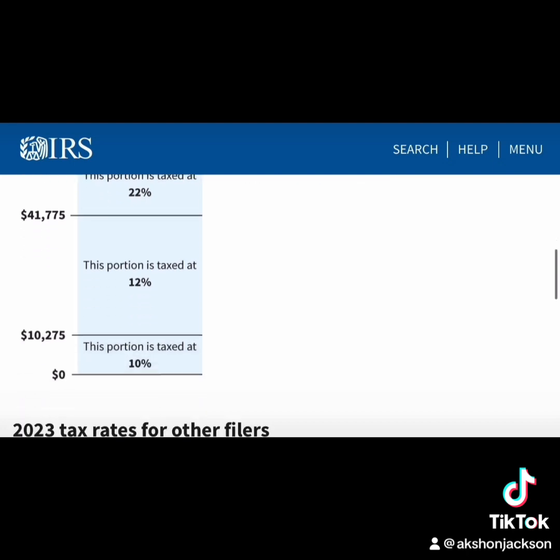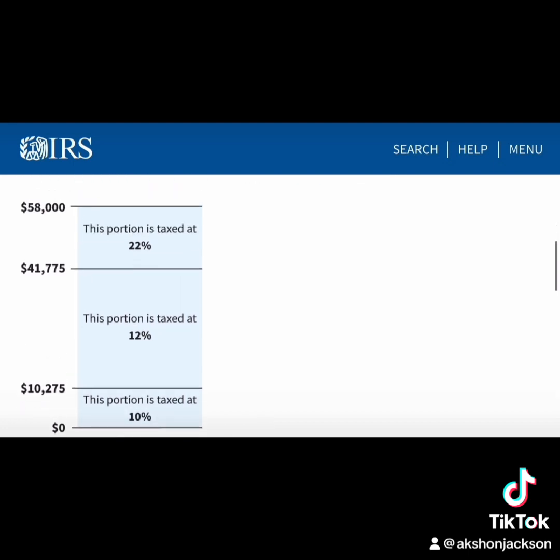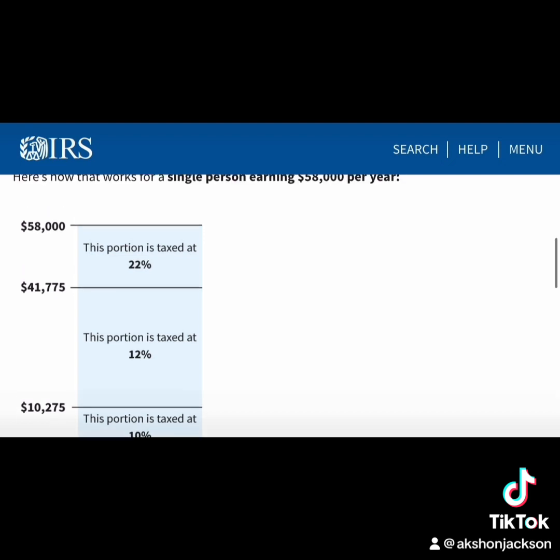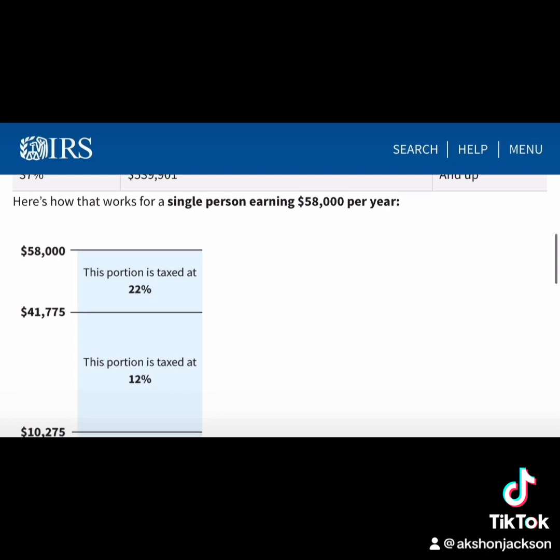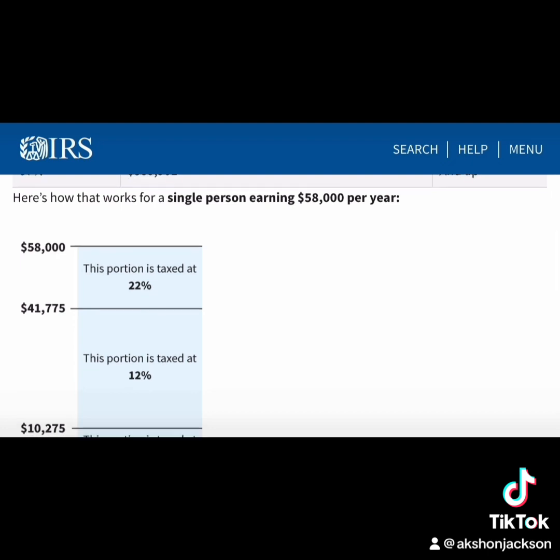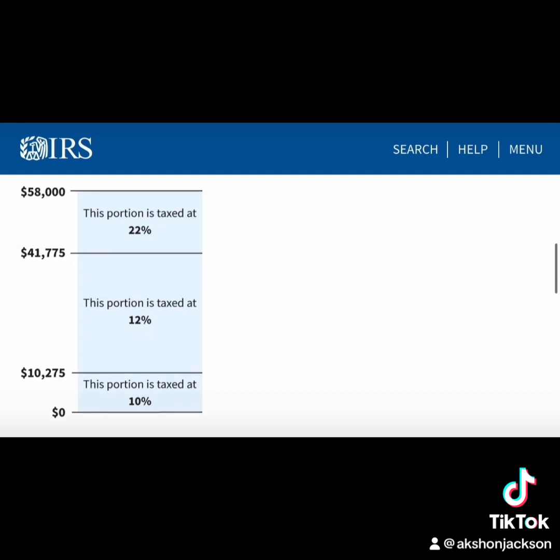But if you look at someone who made $58,000 per year, this is how they're taxed. 10% on the first 10 grand, 12% on the remaining funds up to 41 grand, and then only the portion above that 41 up to 58 is taxed at 22%. Stick with me now, I'm going to break down the math for you. We take 10% of 10,275, we get $1,027.50. Now for the next set, we take the 10,275, subtract it from the 41,775, we get 31,500. And now that is taxed at 12%. So you get $3,780 that is taxed on that amount.